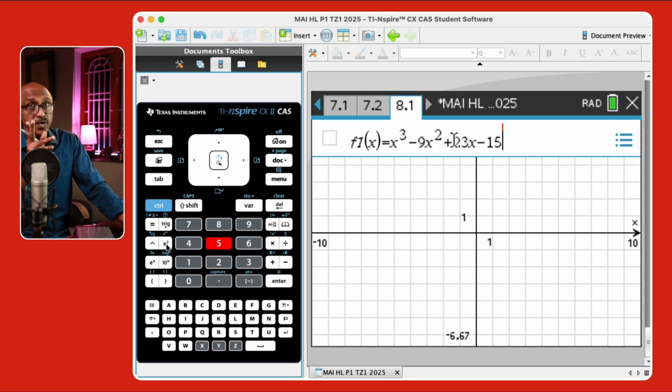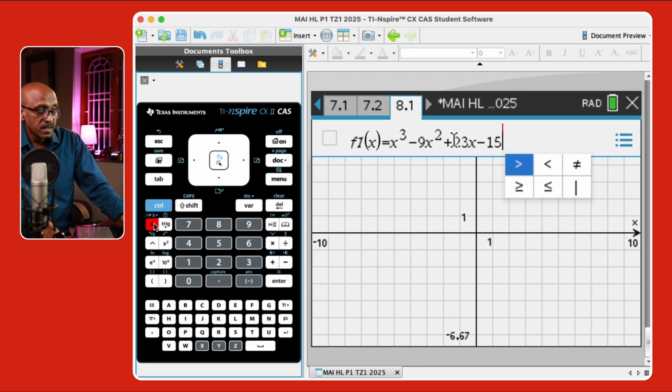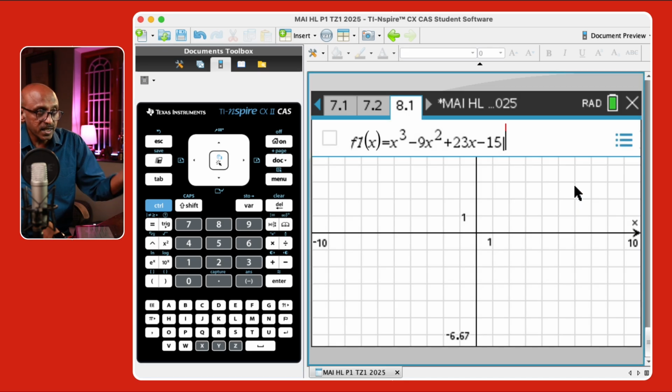I already showed how to enter the restricted domain in the earlier question. If you've missed that part, you can go and check out the playlist. I'll try and link it in the description. Okay, so I'm just going to enter that. This is control, and the conditional keys are here: greater than, less than, not equal to, and this is the condition we're looking for, almost like a such that symbol. There you can enter the domain as it is given here.